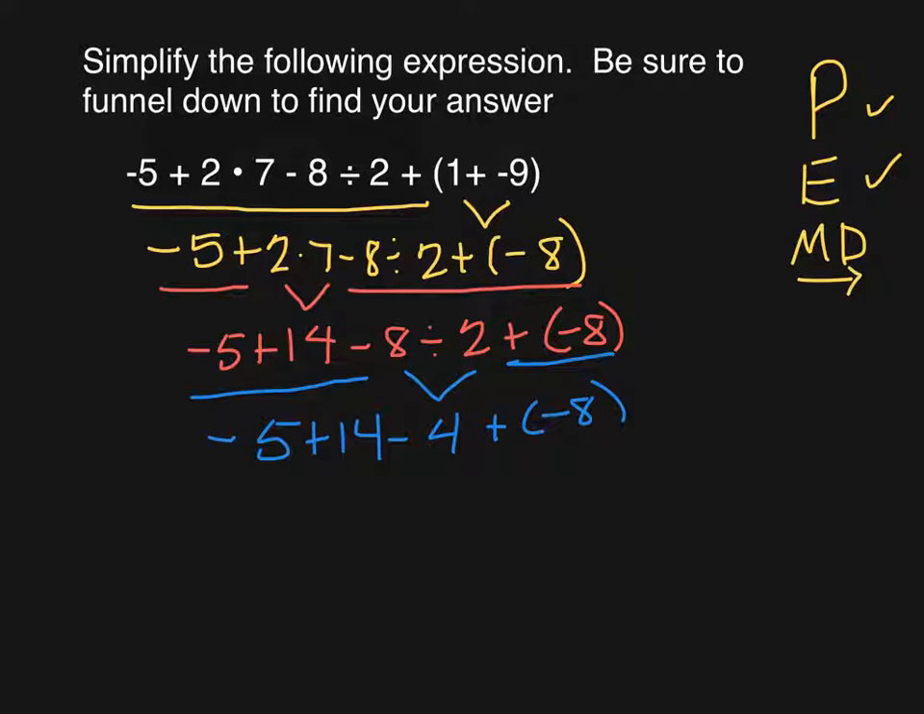No more multiplication and division, so next I move on to addition and subtraction, again from left to right. Some of you want to grab some of them that look easier to do, but you simply can't do that. You need to go in order from left to right. So negative 5 plus 14. So again, using that temperature analogy, if it's negative 5 degrees and the temperature goes up 14, what's the temperature going to be outside? Of course, it would be positive 9 degrees.